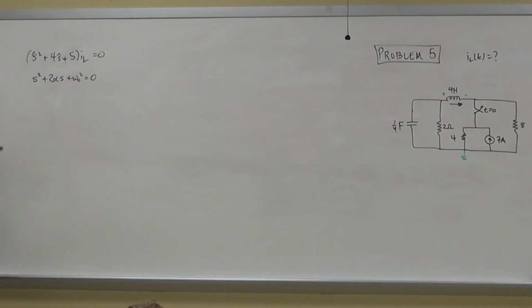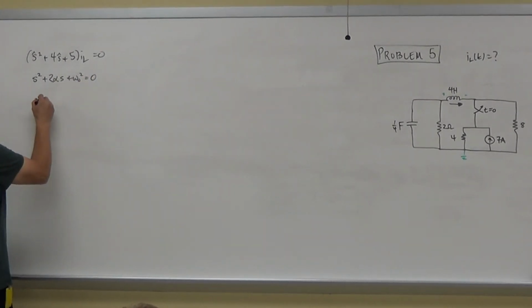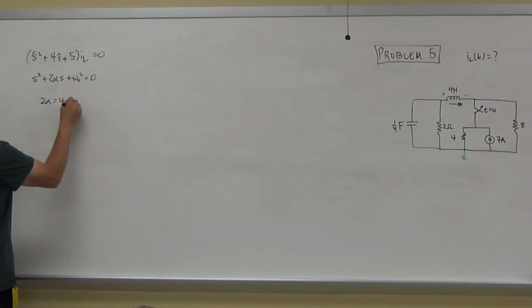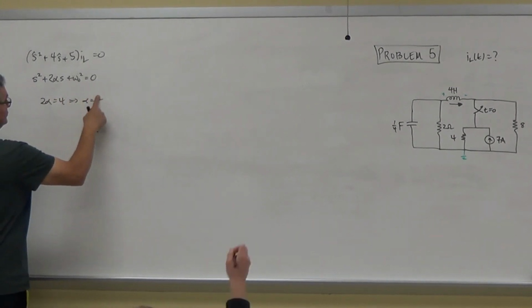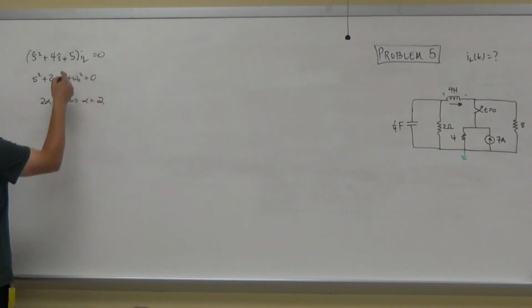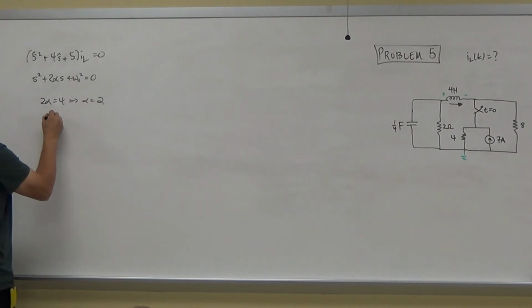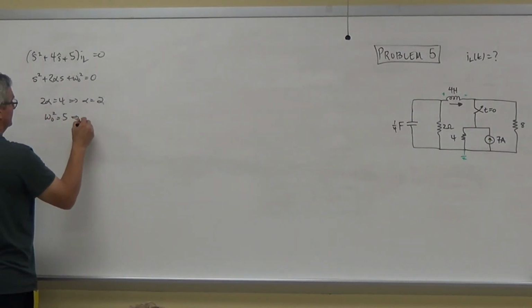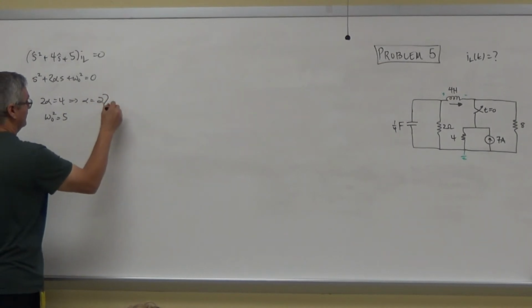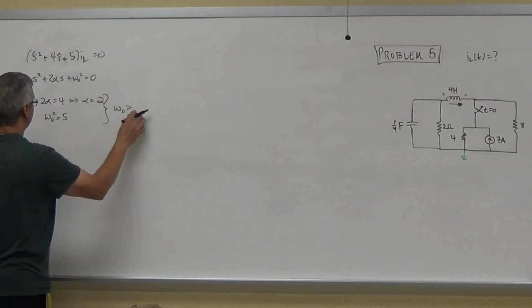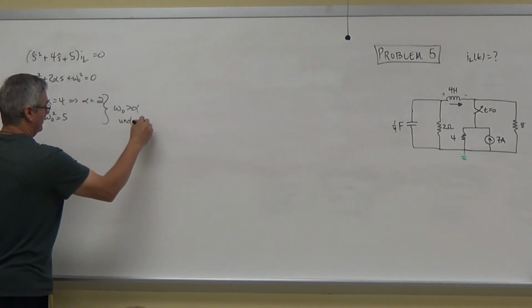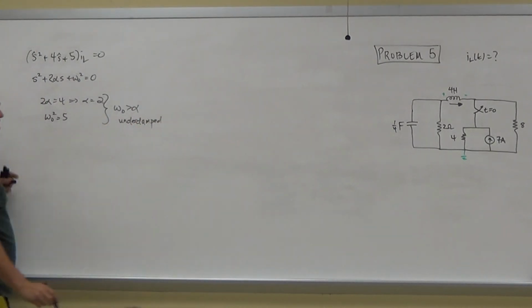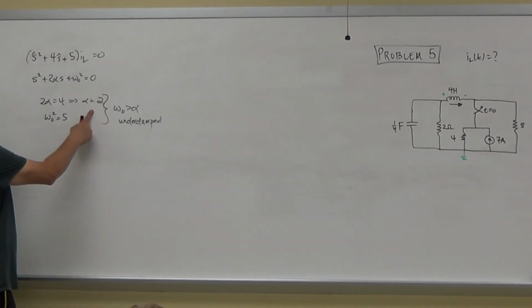Right? So here I go. I see that 2 alpha over 4 gives me alpha equal to 2. And then omega naught. That just tells me right there, omega naught is greater than alpha, so it's under that. Okay, it's under that. So that means I got alpha, I needed alpha anyways.